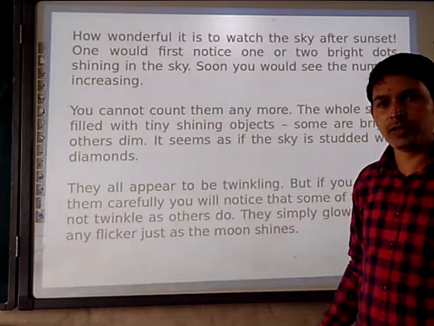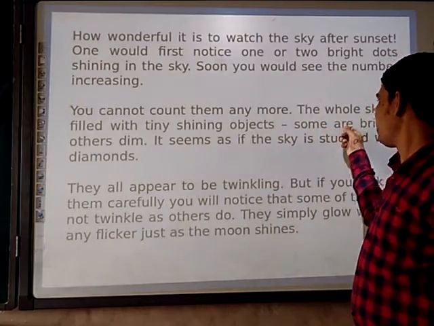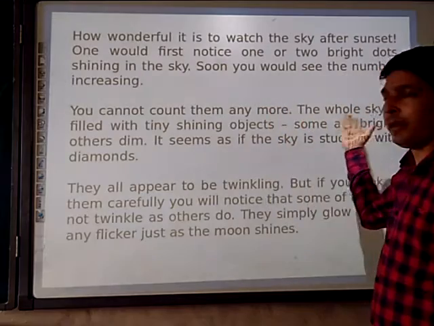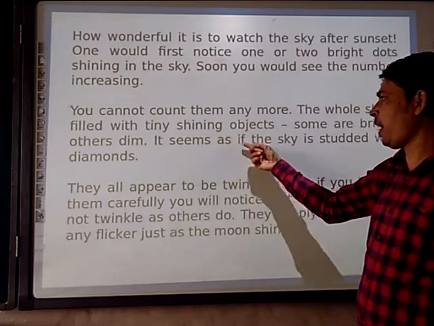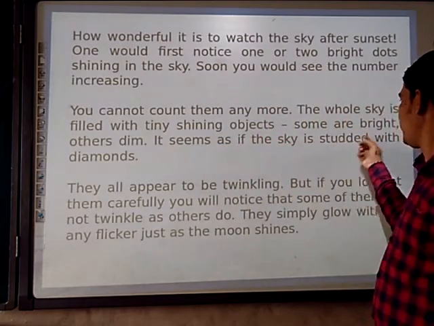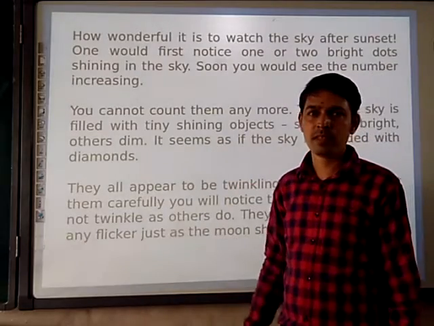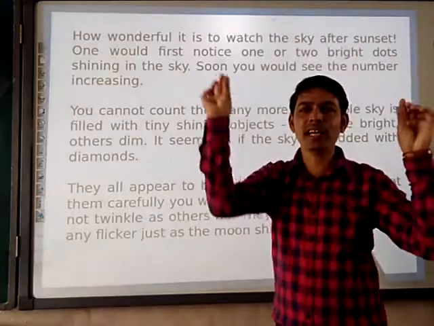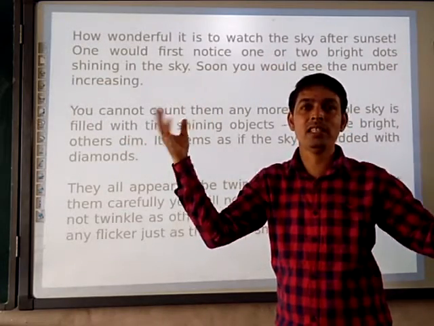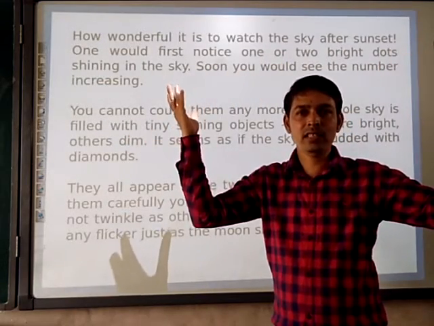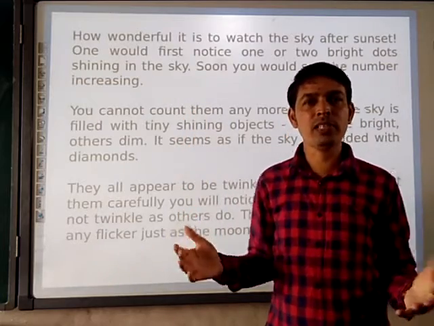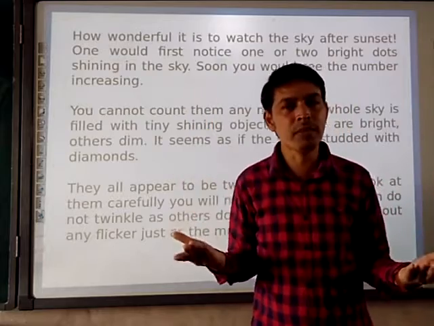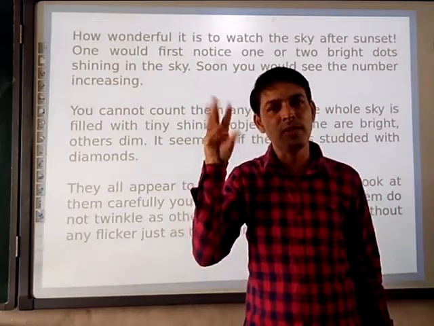So what are the objects over there? We are going to see. Some are bright, others are dim. So some are bright, some are dim. It seems as if the sky is studded with diamonds. It assumes that the sky is studded with all the diamonds. The diamonds are shining. Right? As we are seeing, after the sunset the night will be there. In the night, in the sky, what will be there? The stars will be there.